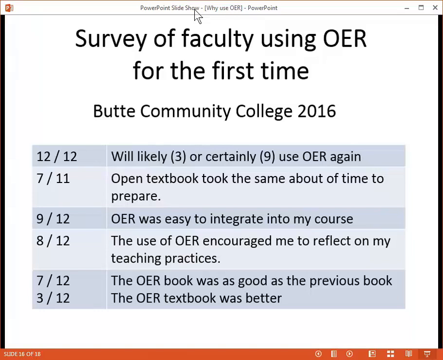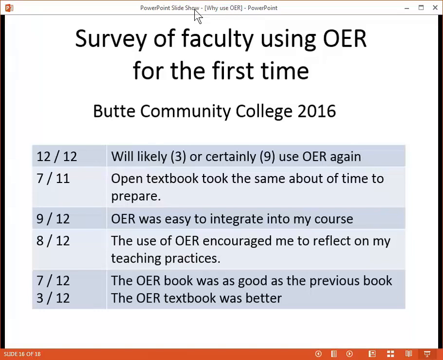Now this is important because one of the main concerns that faculty have is moving to this new textbook going to require work? And anyone who has moved to a new textbook of any sort knows that yes, that does require work.